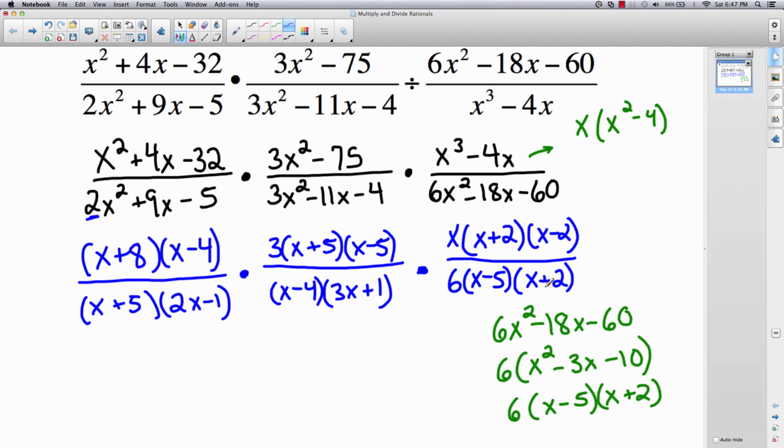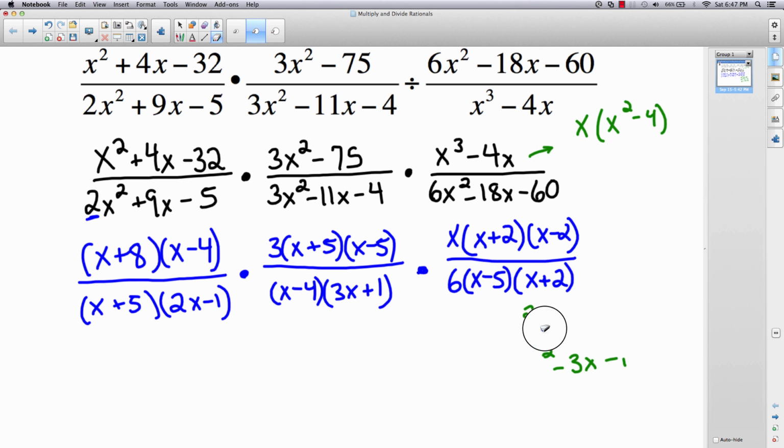And now once we factor everything, we can go ahead and look to reduce. So we're just going to cross out any factors that are common in a numerator and a denominator. So let's take a look. x plus 2, x minus 5, x minus 4, x plus 5, and 3 and the 6 over here, so 3 would be 1, 6 would be 2. So I think that's it.